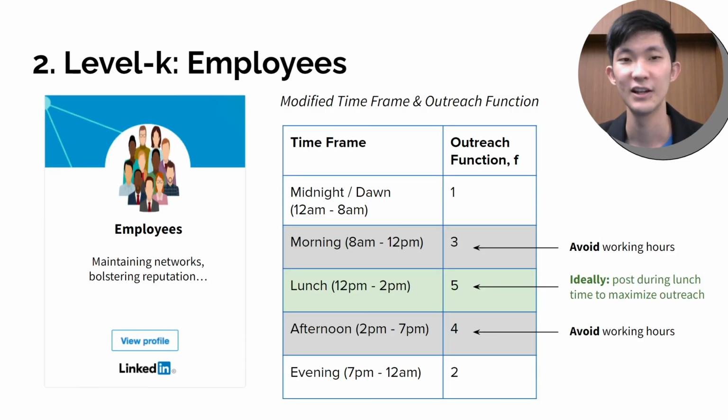For the level K thinking analysis, consider how employees could in reality be more restricted in terms of when they can post content. In this example, employees avoid posting during the morning and afternoon during their work hours for fear of being perceived as less productive at work, thus leaving them with fewer options for when to post content.